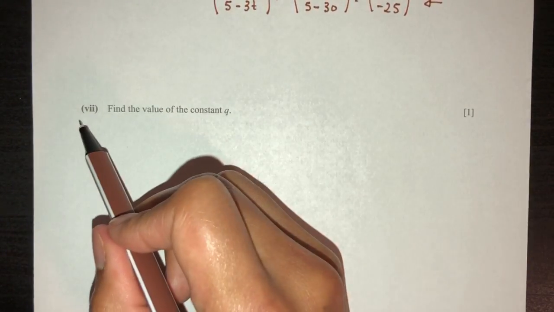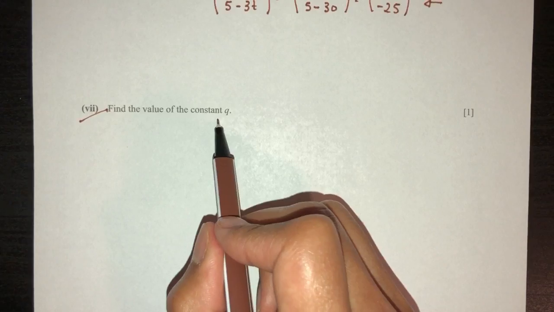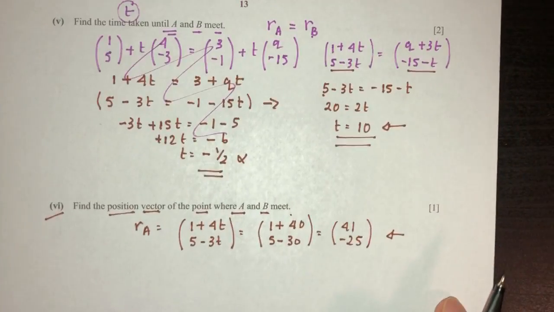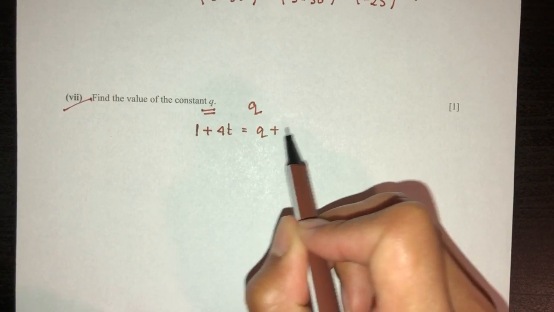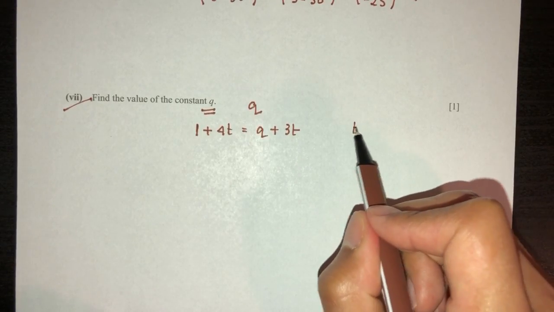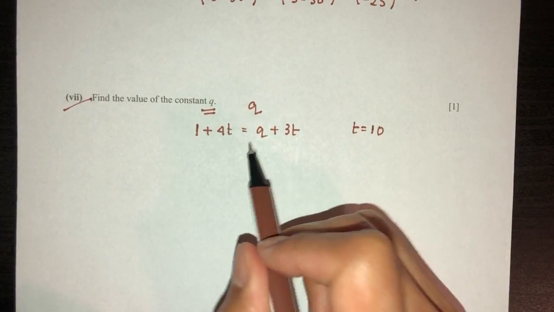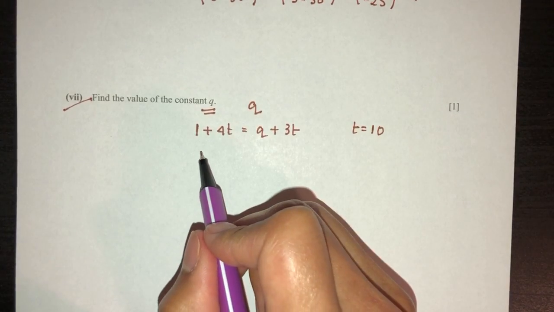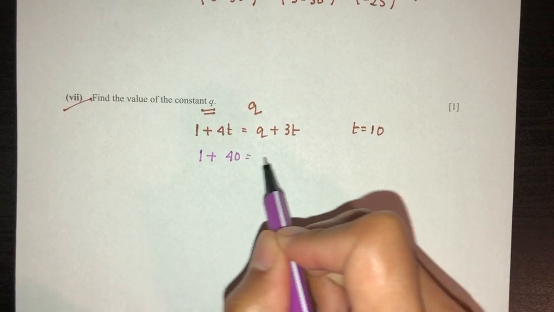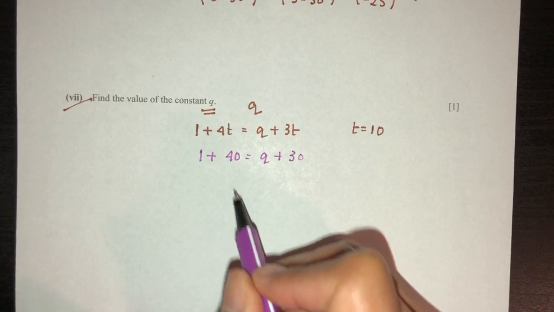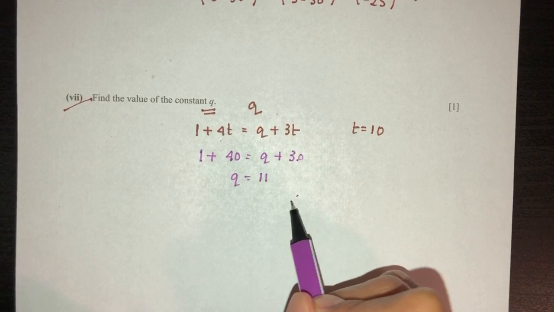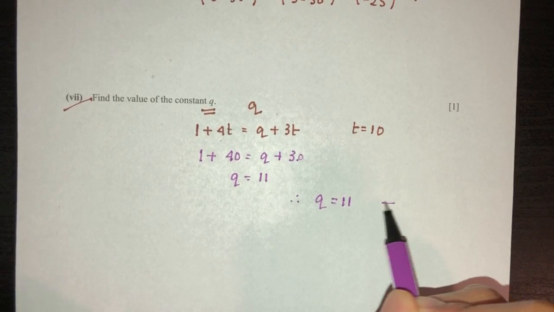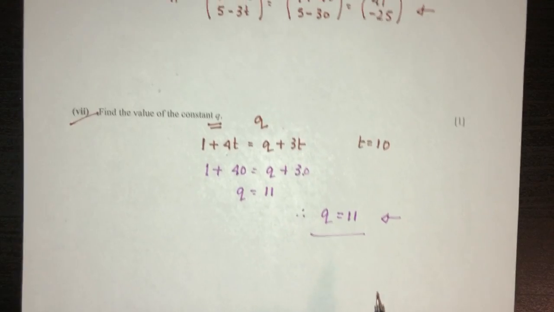Now from this, part 7, find the value of the constant q. Find q. So to find q, we have to go back to this, which is 1 plus 4t is equal to q plus 3t. So now we know the value of t is equal to 10. Let's replace back in the equation. You will have 1 plus 40 equal to q plus 30. So q is equal to what? So this is 41 minus 30, that is 11. So q is equal to 11. And that is your question number 9.